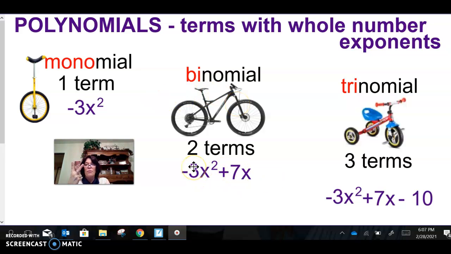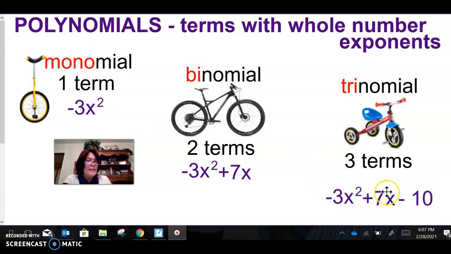Binomial, two terms. Negative 3x squared plus 7x. They have two terms. Terms are separated by either a plus or a minus. This is a negative, not a minus. So this is two terms, and then a trinomial, just like a tricycle, has three terms, like a tricycle has three wheels. Negative 3x squared plus 7x minus 10.